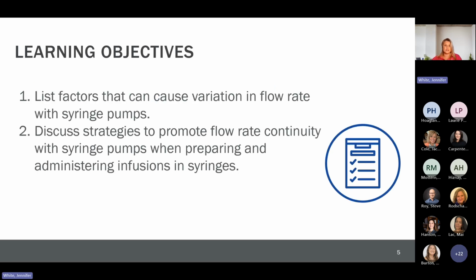Learning objectives for today's presentation: I'm going to be listing the factors that can cause a variation in flow rates with syringe pumps, and discuss strategies to promote flow rate continuity with syringe pumps when preparing and administering infusions via syringes. Back in 2016, the FDA did have a communication on flow rate continuity issues with syringe pumps, and it bears highlighting again, even though it is a decade later, because the information is still relevant but not widely known. And we'll talk more on that shortly.